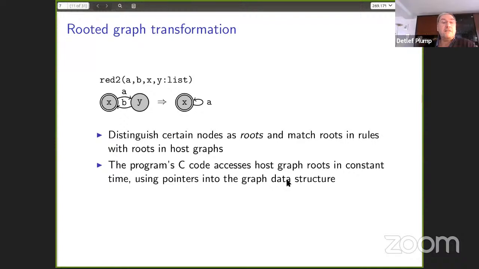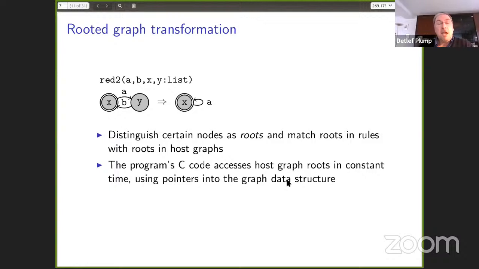So what do we do? It's the same rule, but now in a rooted fashion. So the title here is rooted graph transformation. The idea here is to distinguish certain nodes as so-called root nodes and match these root nodes in rules with root nodes in host graphs. So in our rules, certain nodes will be distinguished as roots, and you can see that here we do that by using these double circles. So the left node is now a root on the left-hand side, and the only node on the right-hand side we also make the root. And then there will be roots in the host graph, and we will see in a moment in this program there will always be just one root.